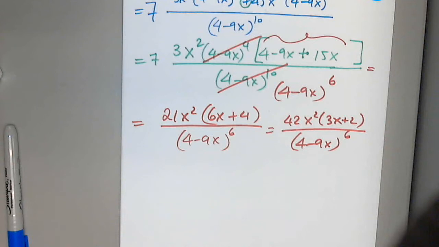Wait, where did 42 come from? Because I pulled out the 2. 2 times 21 is 42. And I have 3x plus 2 in parentheses.